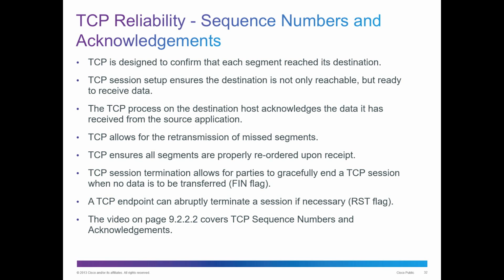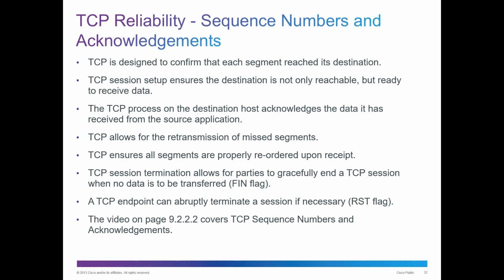The TCP process on the destination host acknowledges the data that it has received from the application. So as you're sending packets and segments of data over to the destination host, it does say, yes, I've received this, I've received that, letting you know whether you need to retransmit or not. TCP does allow for the retransmission of missed segments. So yes, you will end up retransmitting if some data is lost in the process. TCP ensures all segments are properly reordered upon receipt. We just saw that in the last couple slides.